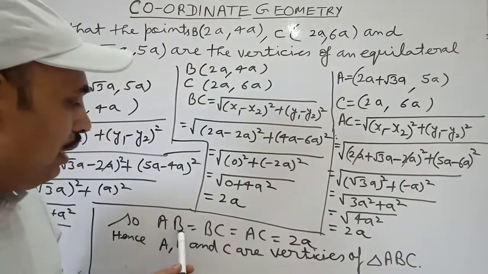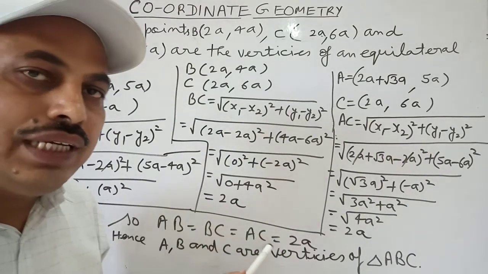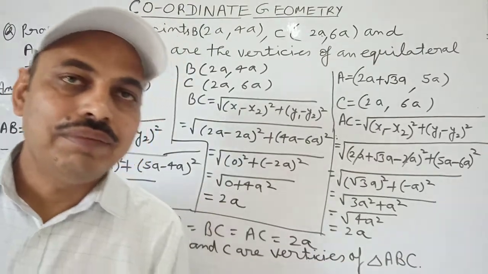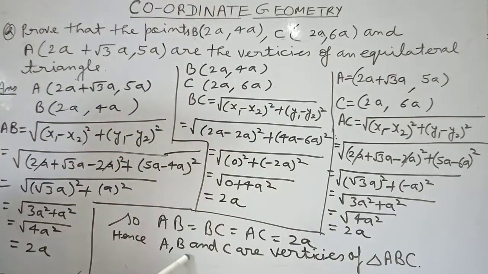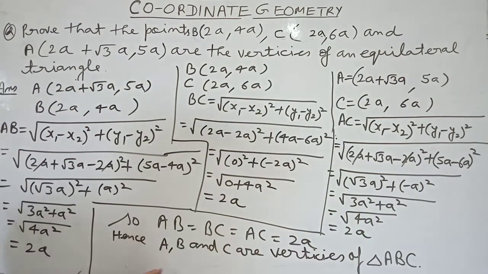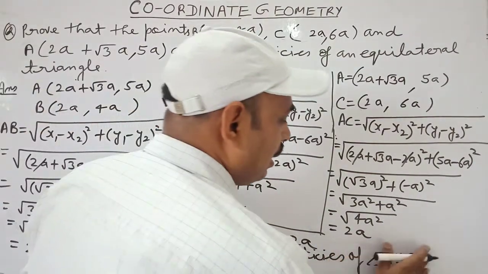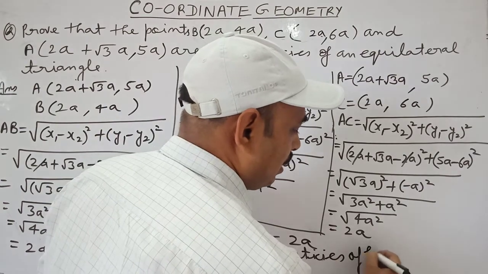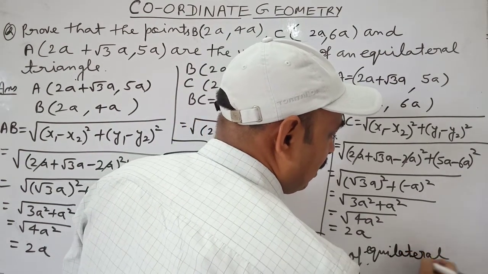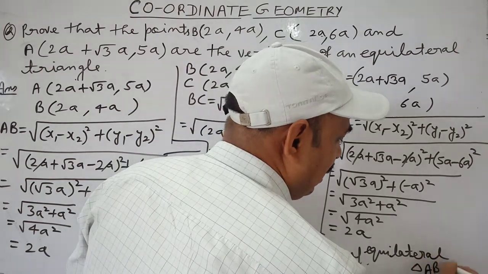So AB equal to BC equal to AC equal to 2a. Since all the sides of triangle ABC are equal, ABC is an equilateral triangle. Hence A, B, C are vertices of an equilateral triangle ABC.